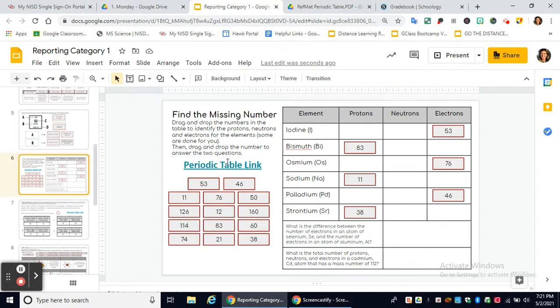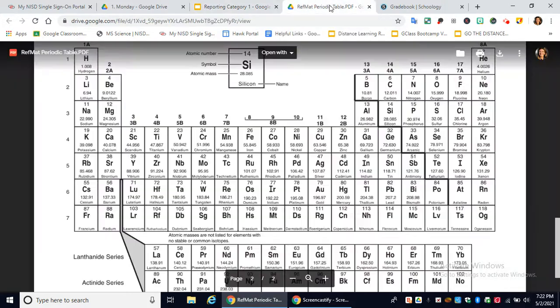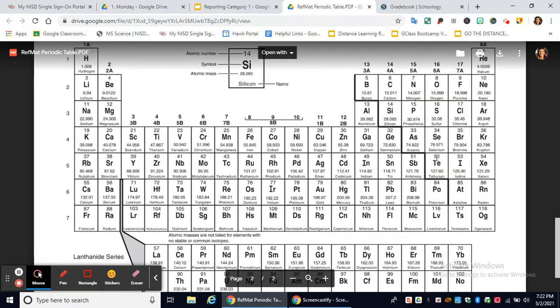Okay, we're going to drag and drop the numbers in the table to identify protons, neutrons, and electrons for the elements. Some have been done for you, and then we're going to drag and drop the number to answer the questions. So here we have a periodic table hyperlinked. You're just going to click on this and it's going to open up your periodic table. So we're going to be looking at iodine first, and we want to know how many protons, neutrons, and electrons there are. So I'm going to open my periodic table and look for iodine.